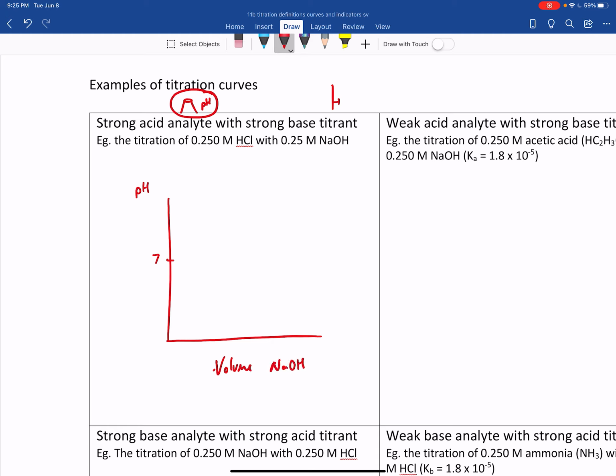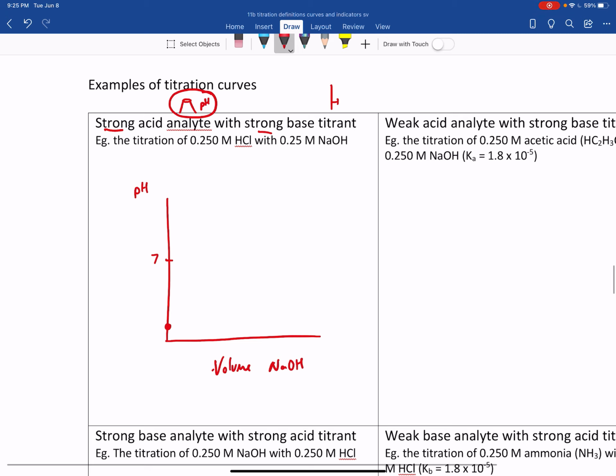Because we're starting with a strong acid, we start with a very low pH. Both are strong, which means the equivalence point will be at 7. And because the titrant is strong, when it's the only species present, the pH will be fairly high. So what we'll notice is the S-shaped curve with a sharp vertical region. We start off with an acid, we end with a base, and the equivalence point is at 7 in this case because they're both strong.